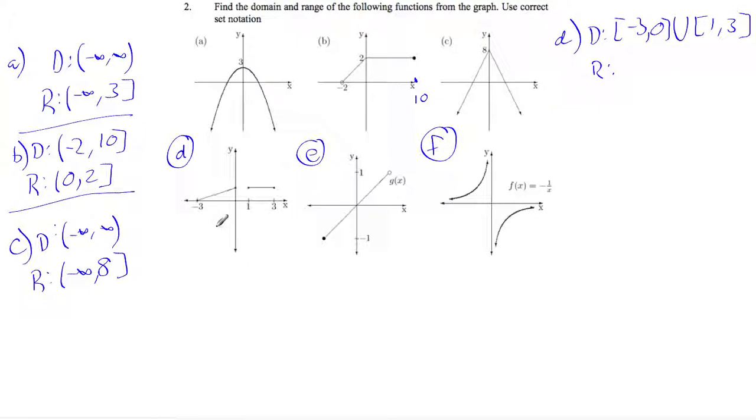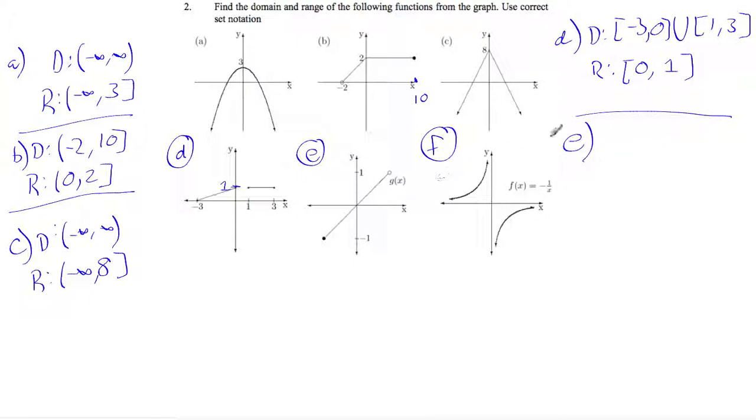The range for this is going to be from 0. It does actually equal 0. So that gives a bracket. And then if we say that this value here is 1, it goes up to 1. And it does equal, so it gets another bracket.